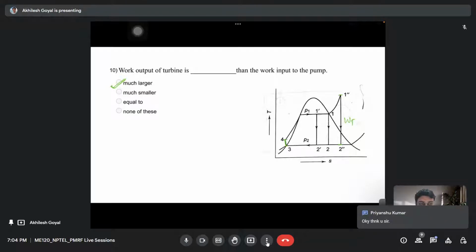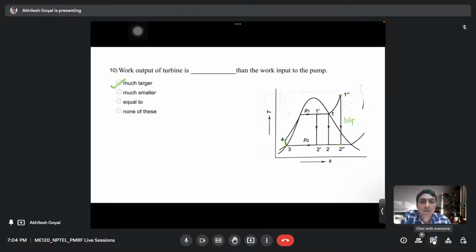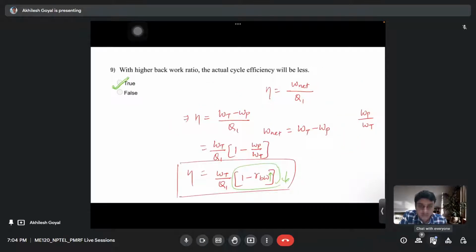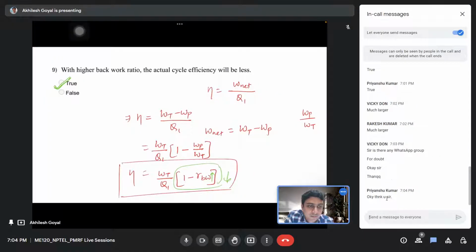Sir, which one of the following statements is correct? Statement A: Work ratio and efficiency of Carnot cycle is higher than the Rankine cycle. Can you type it, Priyanshu?